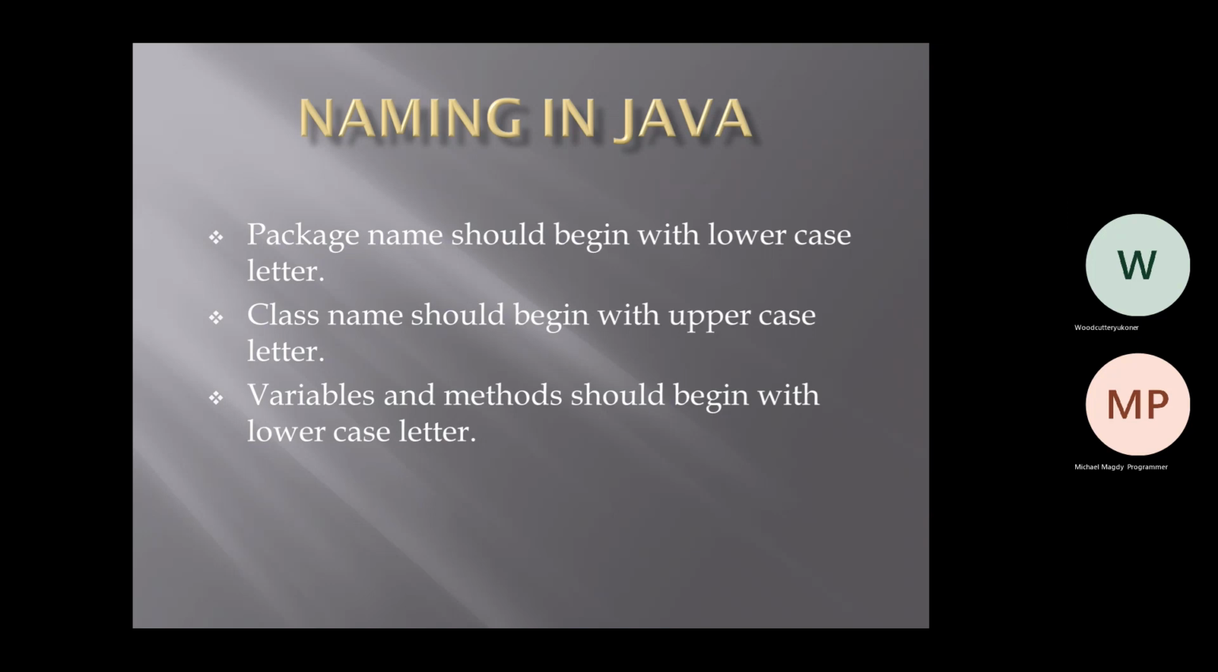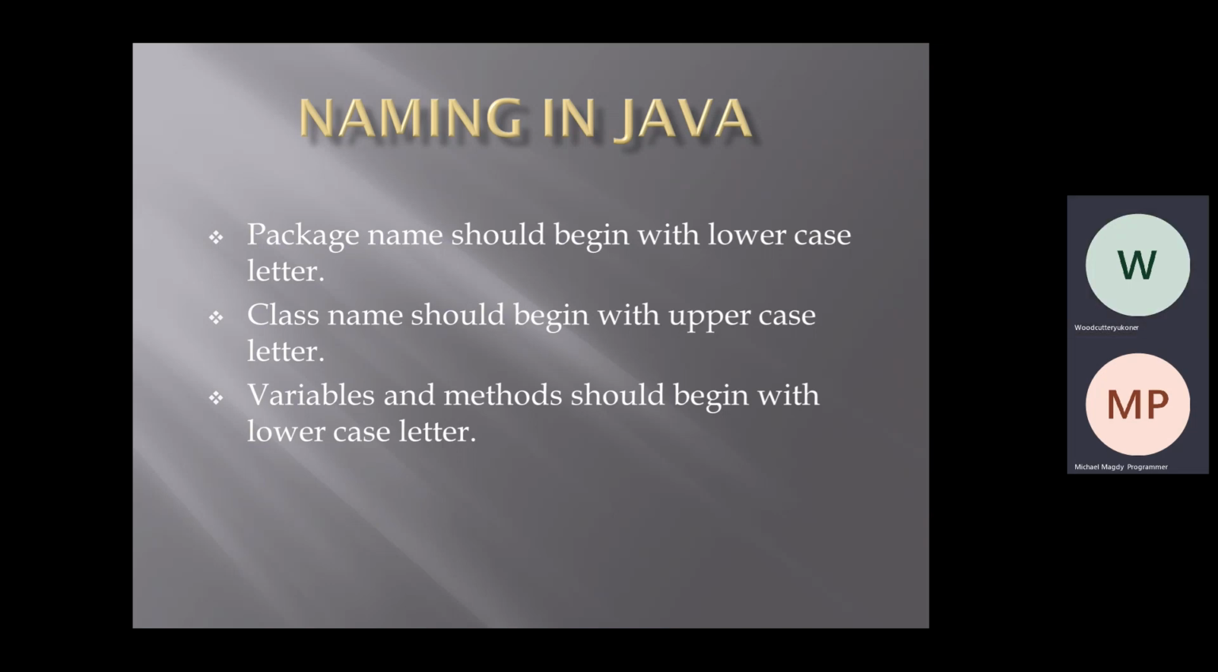Okay. Variables and methods should begin with a lowercase letter. We have the main method, right? Public static void main. This main is lowercase, not uppercase, because it's a method. And about the variables, we will see next session when we talk about variables. We will see how to create variables, and we will give them lowercase names.